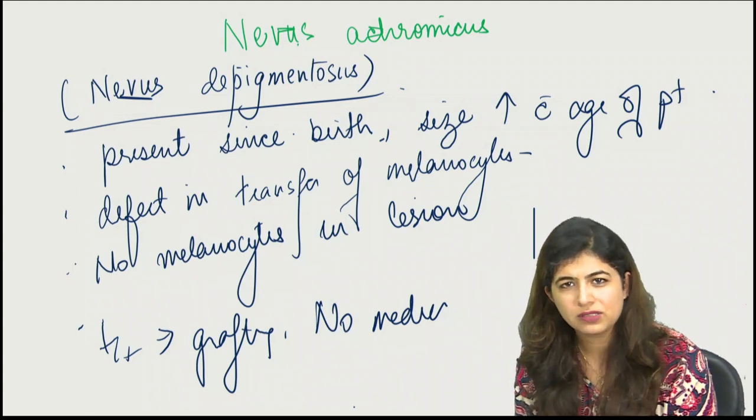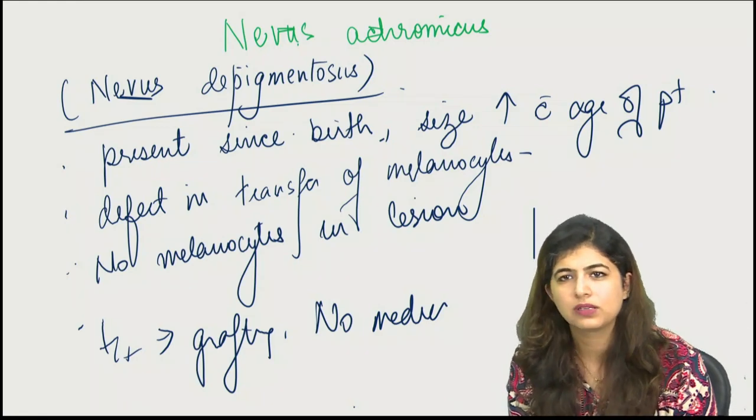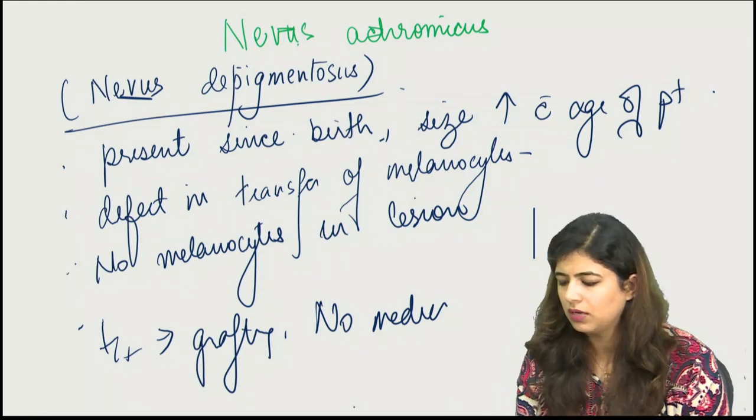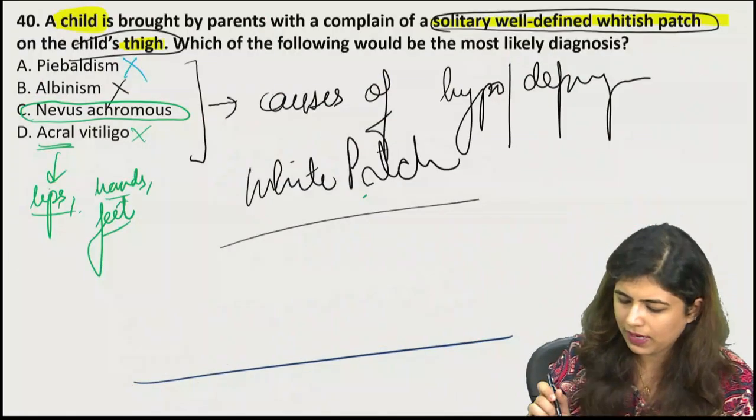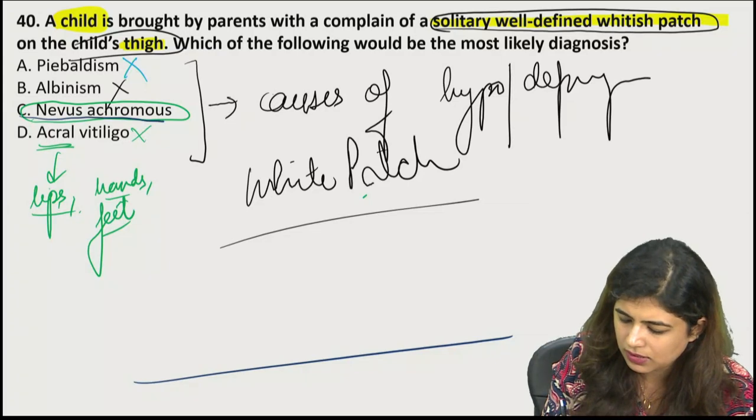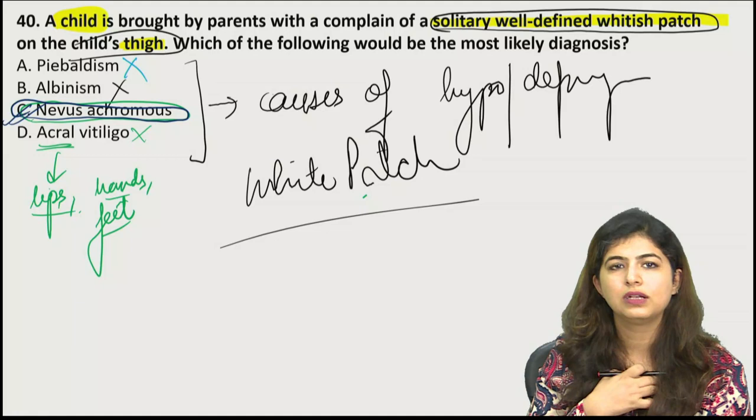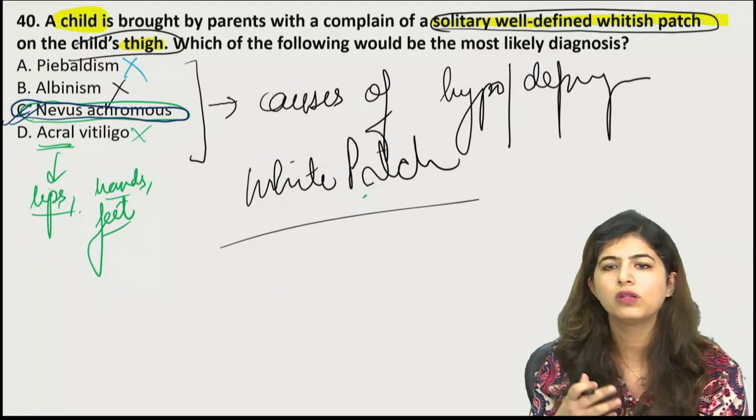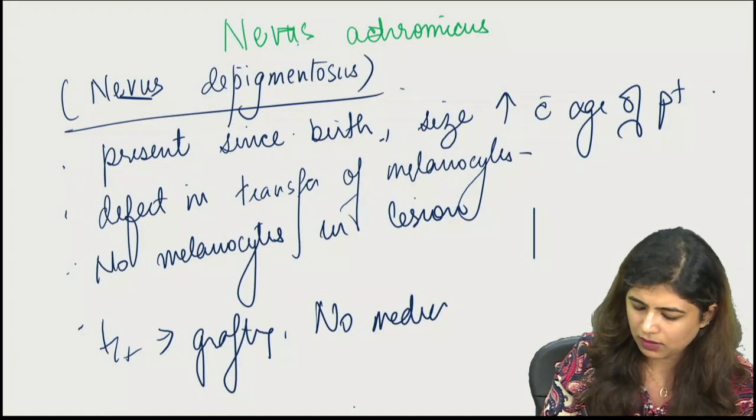So this is nevus depigmentosus. This is present since birth. It will be completely white. Lesion size will increase with the age of the patient. And there is no treatment possible. So coming back to the question, the answer that we have is C, which is nevus depigmentosus or nevus achromicus.